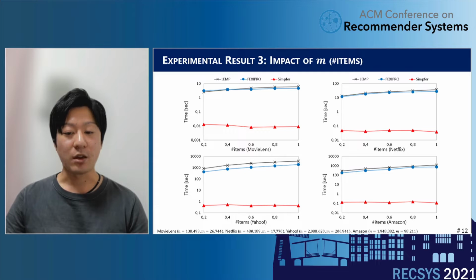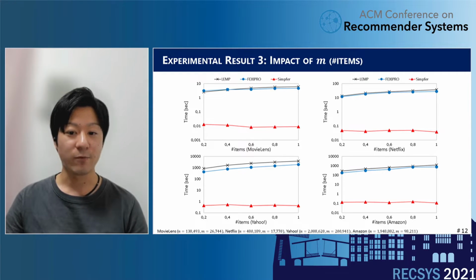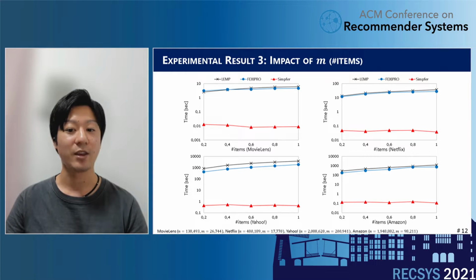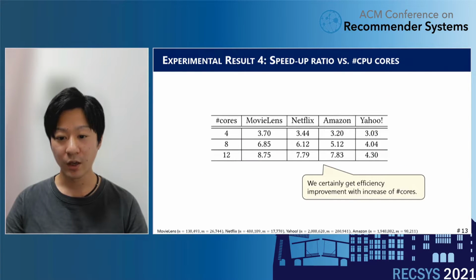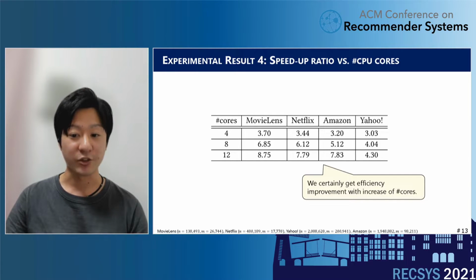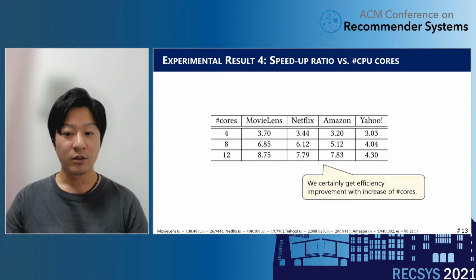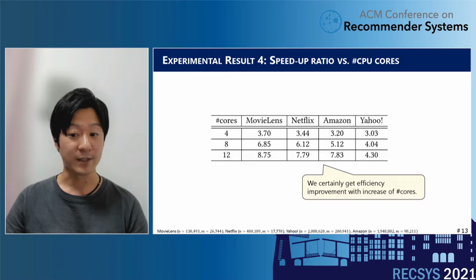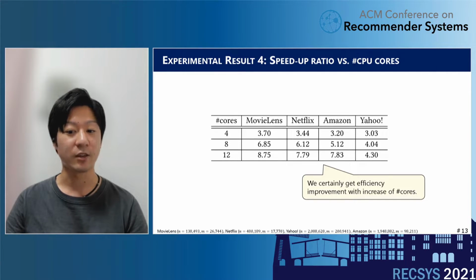Next, the impact of the number of items. Simpler is almost not affected by this number because the linear scans are not done usually and the termination functions well. Last, the speed up ratio in case of multithreading. Although data distributions affect the performance of simpler, the running time becomes shorter with increasing the number of available threads.